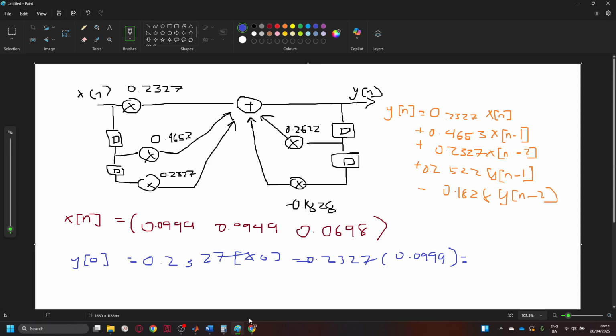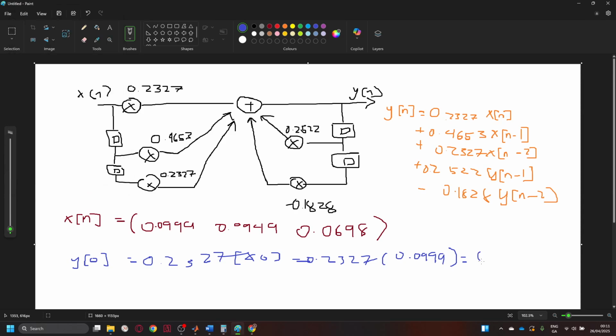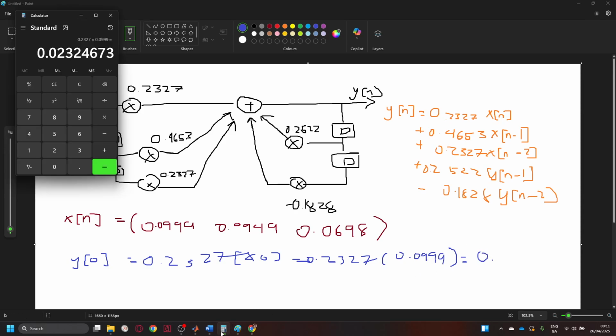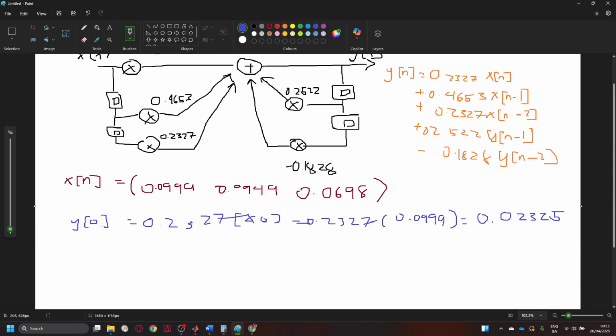I'm just going to pull up the calculator here. 0.2327. So that's 0.02325. Next multiplication is y of 1. It's going to be a long one.